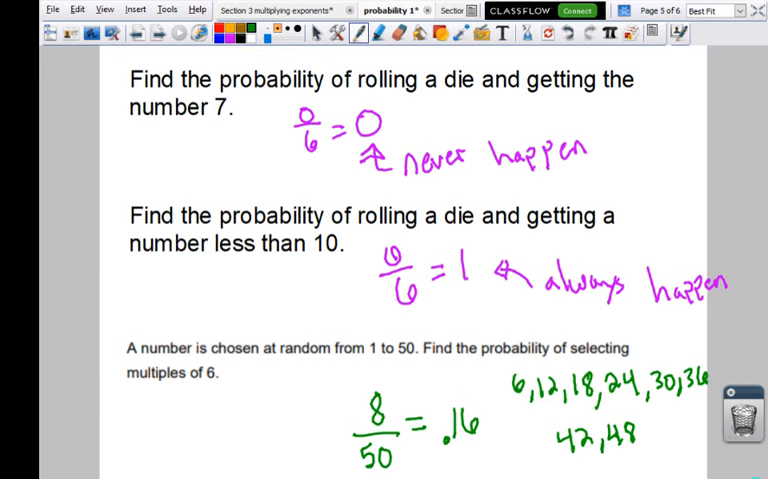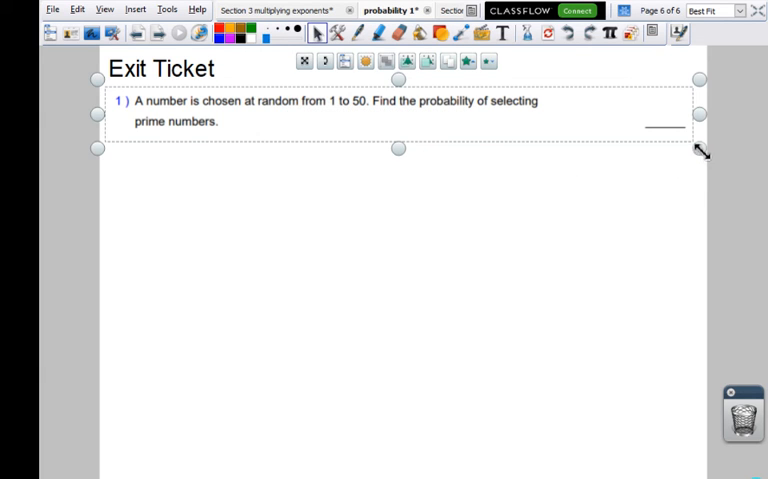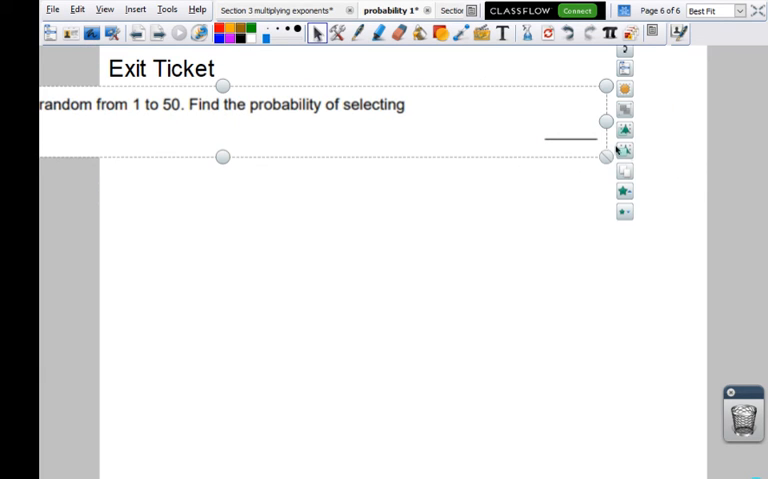Okay. We're actually done with this first part. We're just doing a nice, easy intro to probabilities. So what I want you to do is this exit ticket. A number is chosen at random from 1 to 50. Find the probability of selecting a prime number.